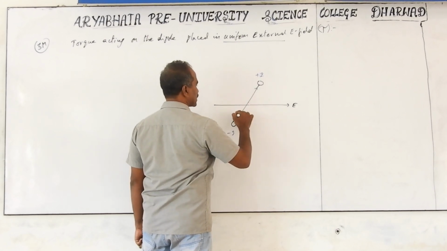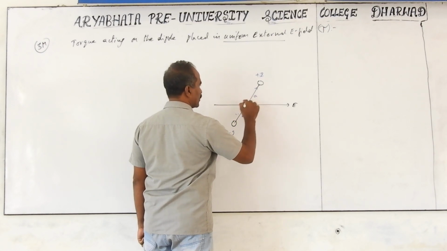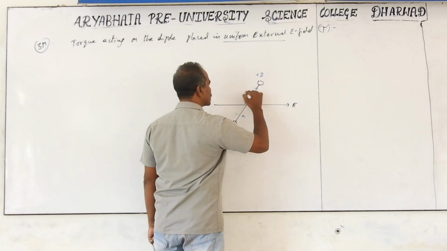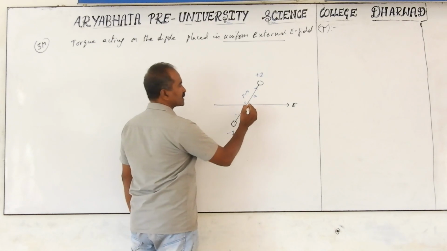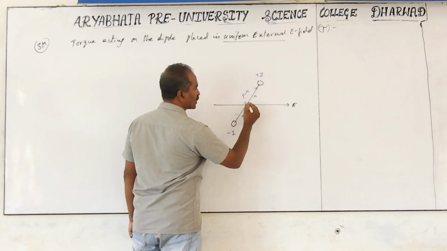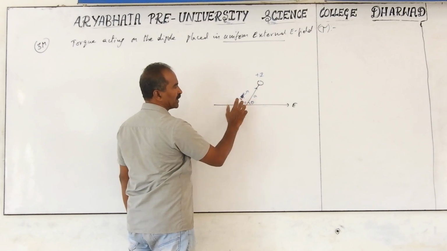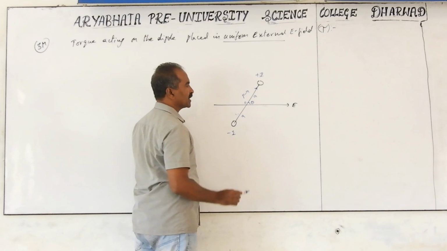Take this distance as a, and this also as a, a and a from the center of the dipole. The dipole moment is from -q to +q, in the direction of the dipole moment. Let us take the angle between the dipole moment P and E as theta. You should not take the opposite direction of the dipole moment.